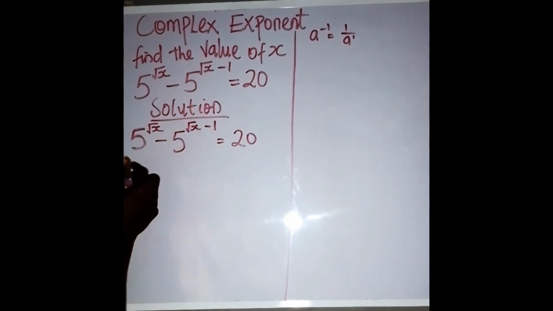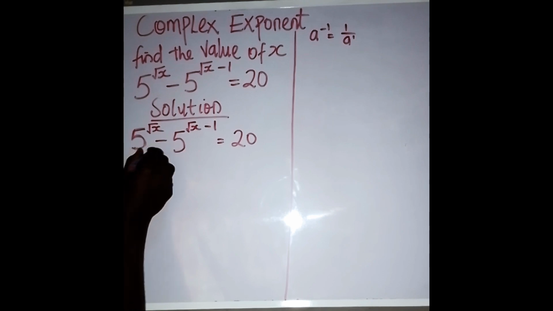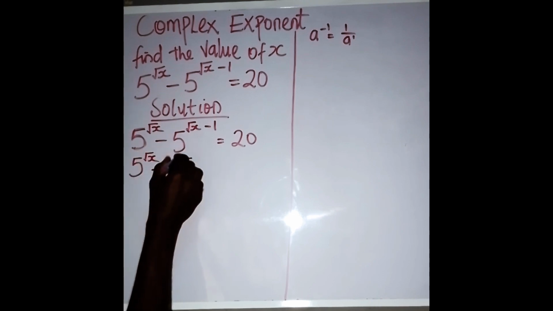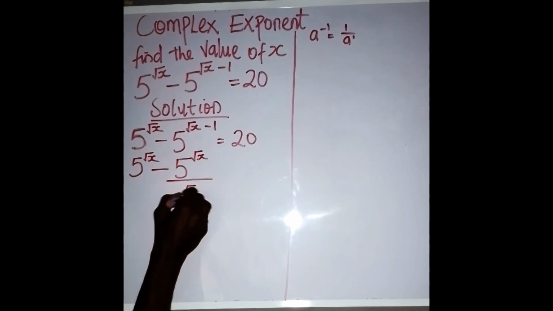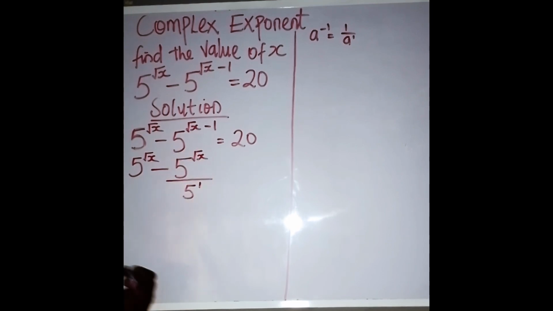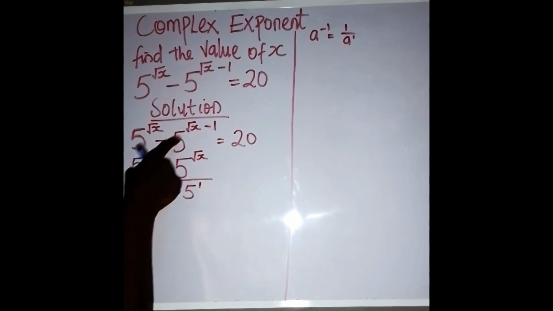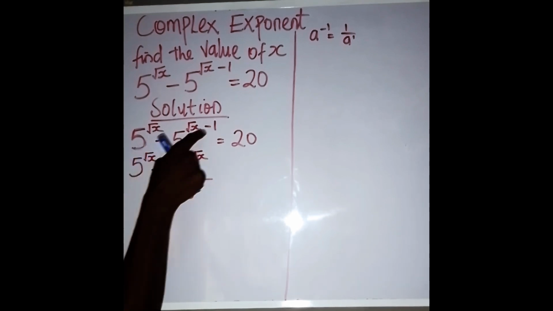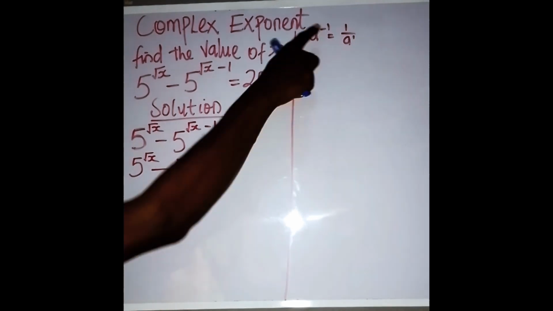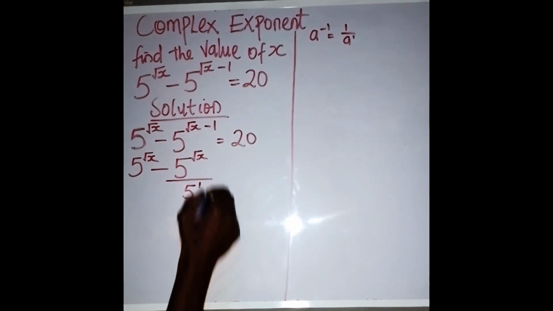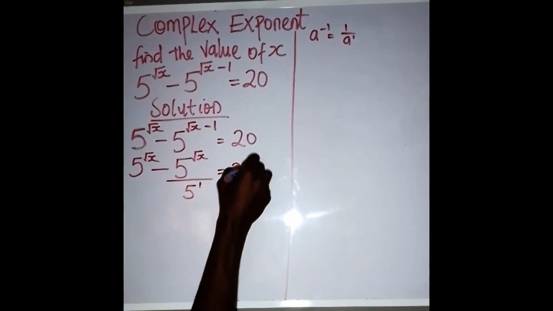Now, I can write this like this: 5 raised to the power square root of x minus 5 raised to the power square root of x over 5 raised to the power 1. Why is that 5 raised to the power 1? Because 5 raised to the power minus 1 is the same thing as 1 over 5 raised to the power 1, which is one of the laws of indices. So this is equal to 20.